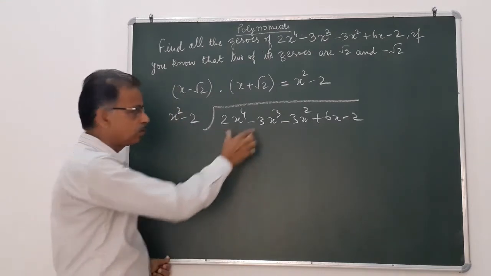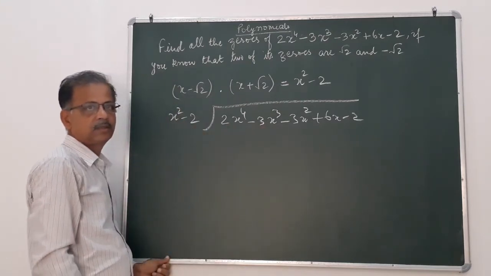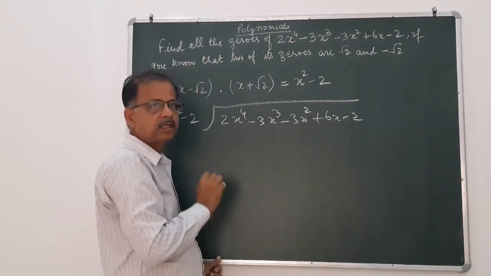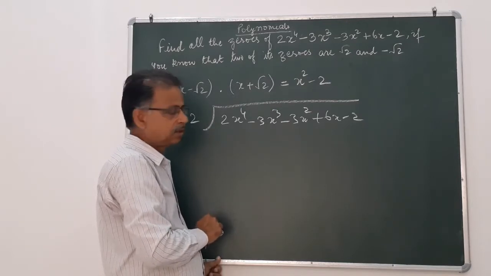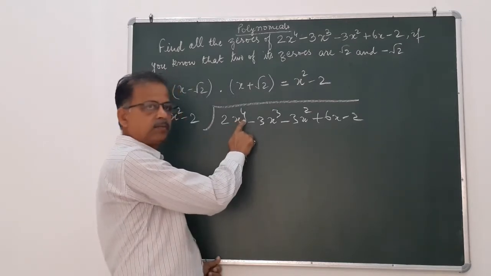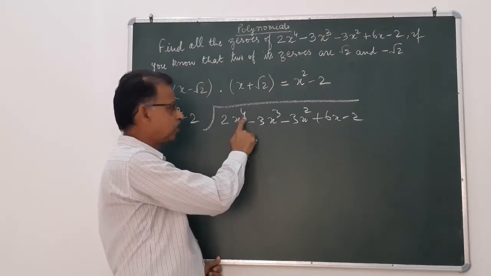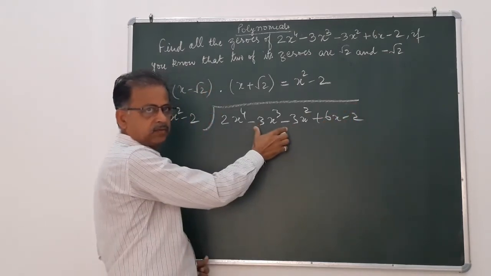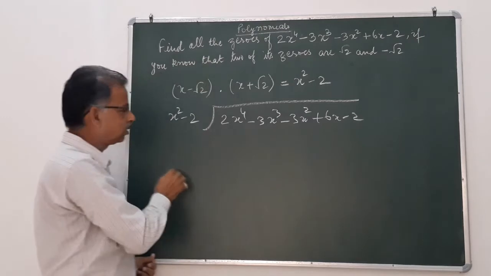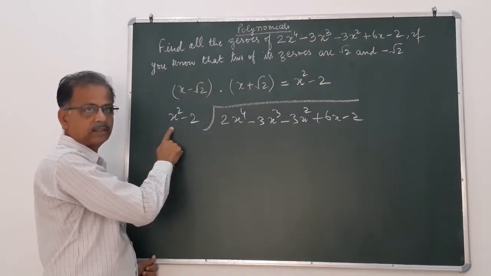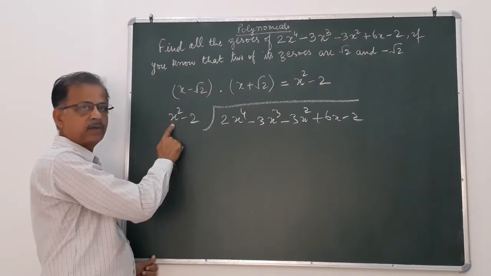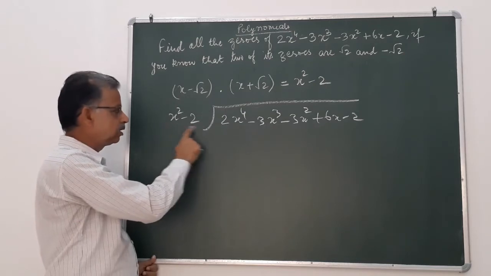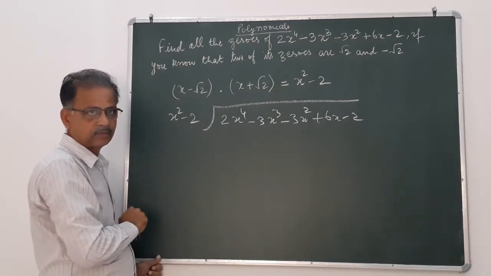When we divide a polynomial by another polynomial, we arrange both polynomials in decreasing power of x. In this polynomial, power of x is 4, 3, 2, 1, 0. It means the given polynomial is written in standard form. Now observe the divisor. Here power of x in first term is 2, power of x in second term is 0. It means the divisor is also written in standard form.